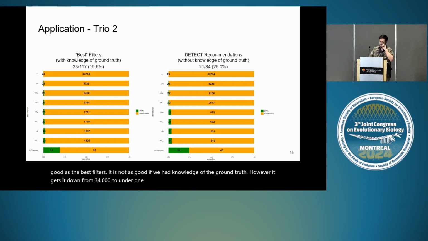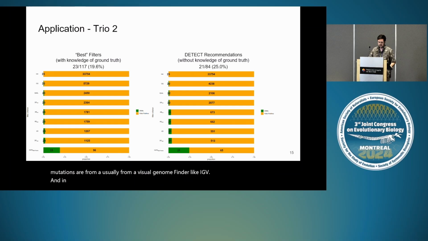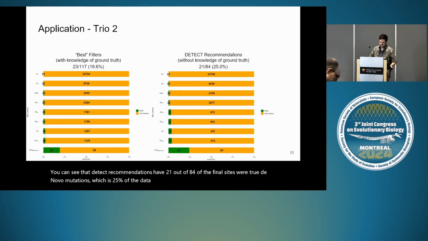In both of these cases, the idea of detect, of course, is not to get it down to a perfect data set, but rather to get it to a data set in which you can then manually curate and make sure, and you can get a better idea of what the true de novo mutations are, usually from a visual genome viewer like IGV. And in addition, this trio actually has what we call a higher DNM proportion. That is to say, at the bottom, at the end, you can see that detect recommendations have 21 out of 84 of the final sites were true de novo mutations, which is 25% of the data set, which is actually higher than if we were to use the best filters.